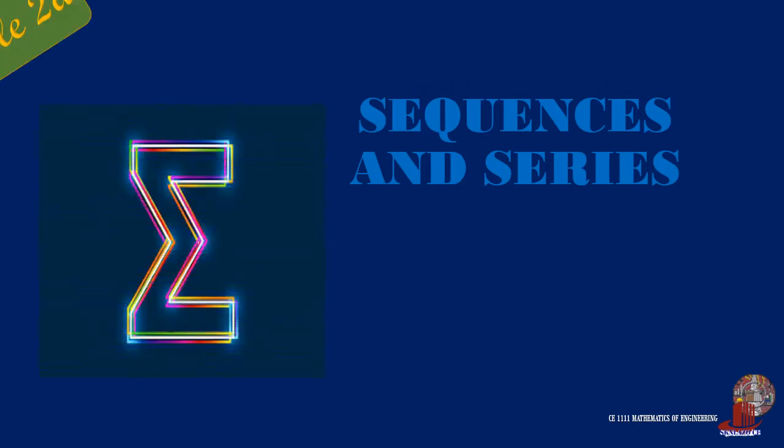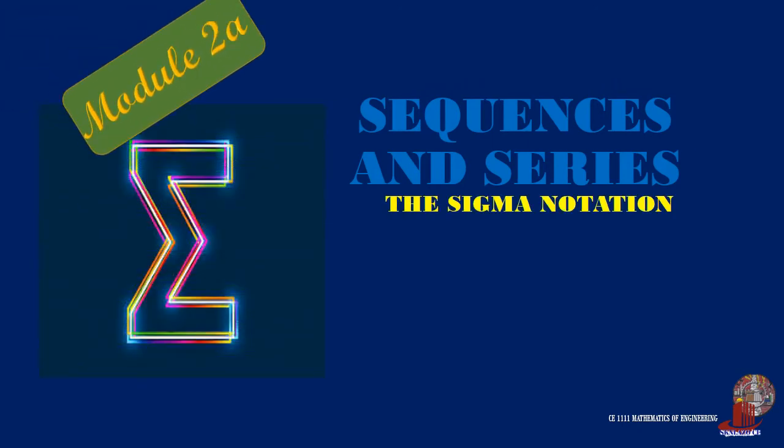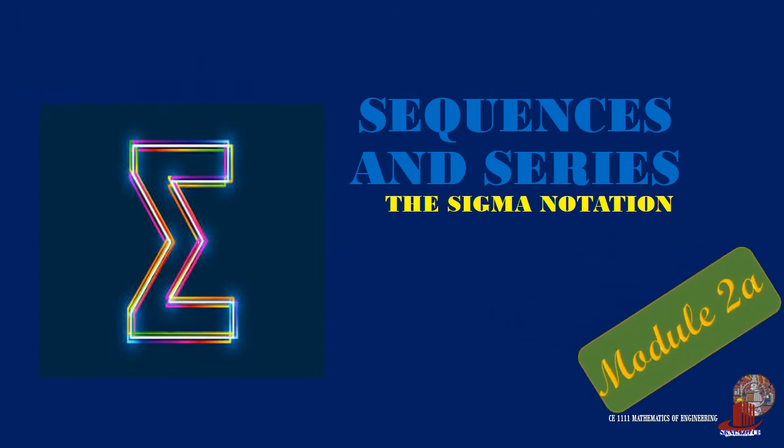Often, mathematical formulas require the addition of many variables. Summation or sigma notation is a convenient and simple form of shorthand used to give a concise expression for a sum of the values of a variable.